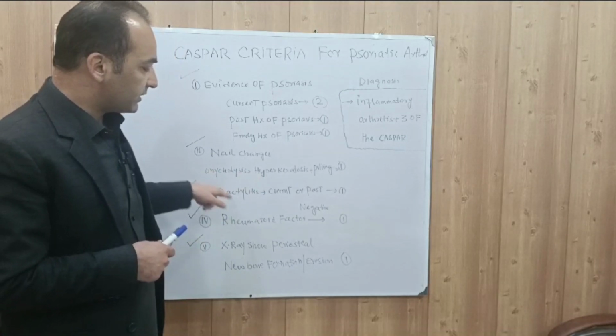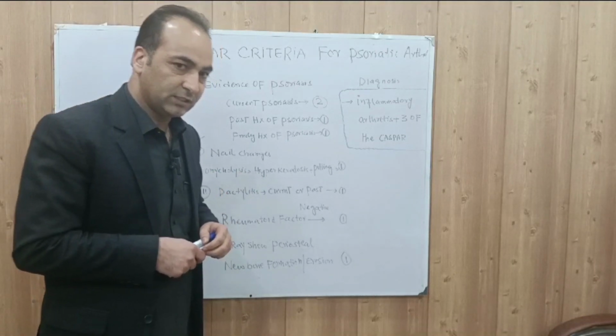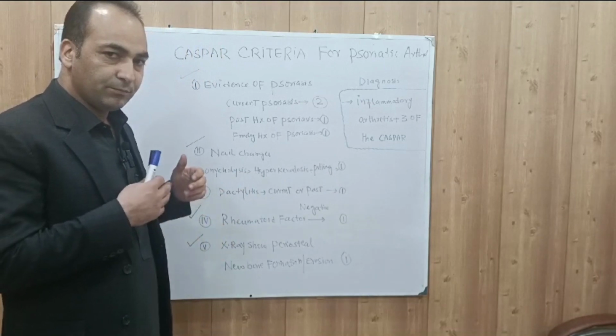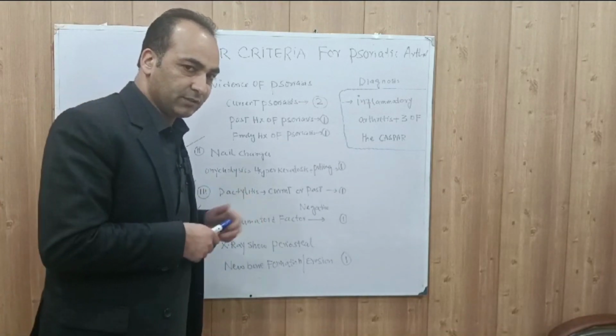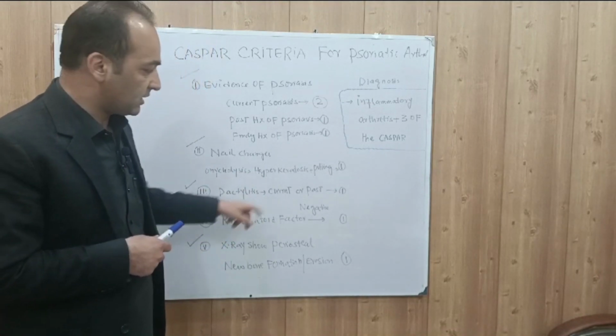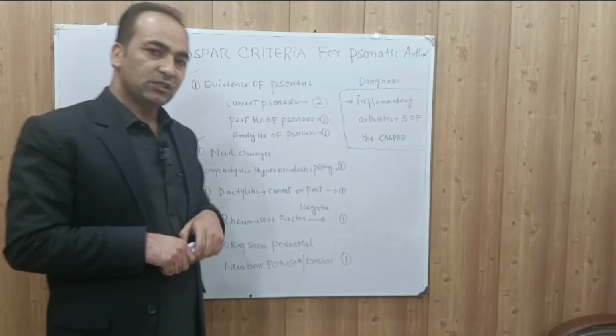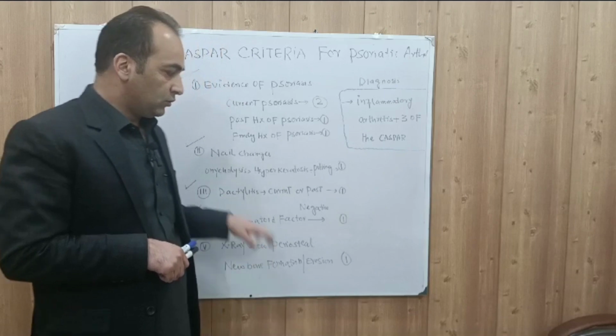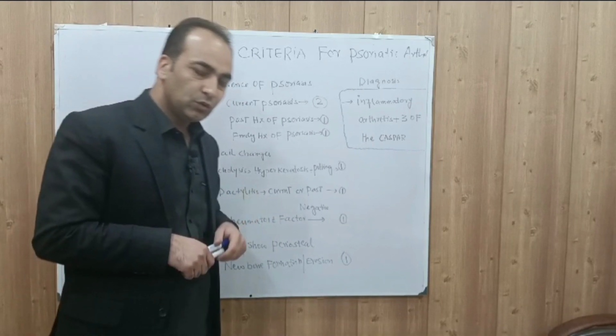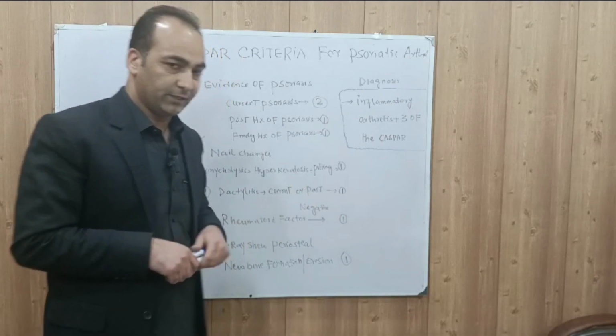The third component is the dactylitis. Dactylitis, either past history or currently dactylitis, has got 1 point. The fourth component is the rheumatoid factor. Rheumatoid factor, if negative, has got 1 point.